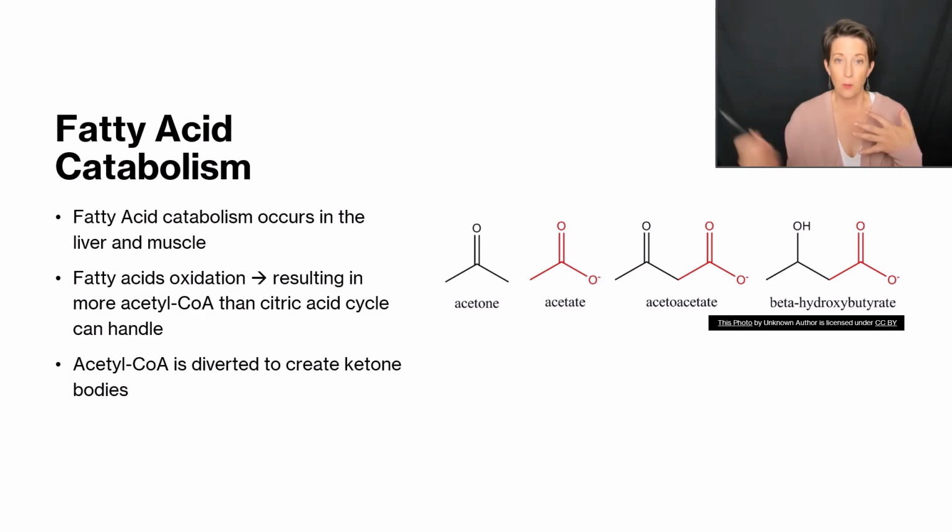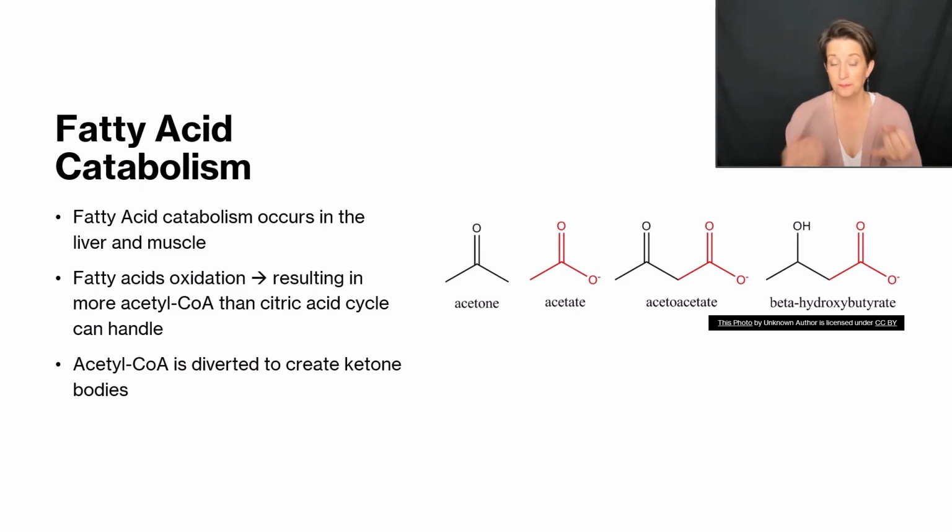Therefore, when we go through beta oxidation, it is very easy to produce more acetyl-CoA than the citric acid cycle can handle in cell respiration, which means we've got to put that excess carbons somewhere. The body then converts these into what are called ketone bodies. Here are some examples of ketone bodies that the cell can generate.